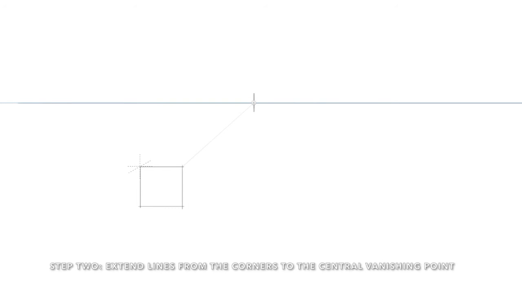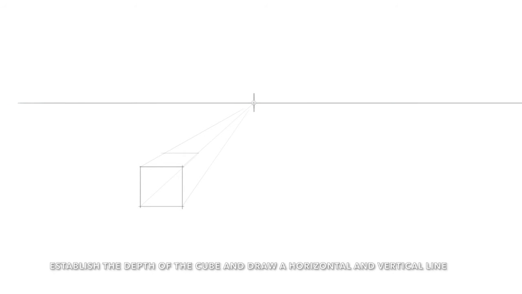We'll begin this exercise by drawing a square below the horizon line. Now, at each corner, we'll extend those lines to the vanishing point. Now, we'll establish the depth of this cube by drawing a horizontal line at the top and a vertical line straight down.